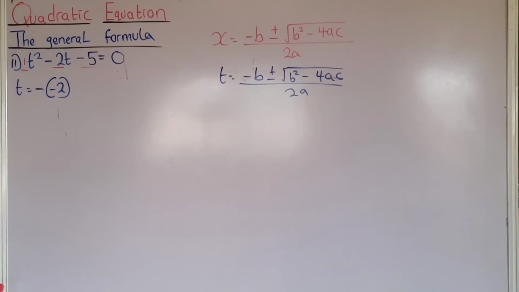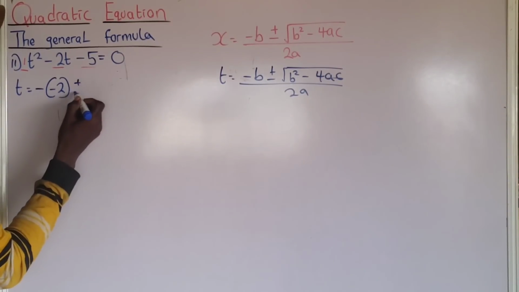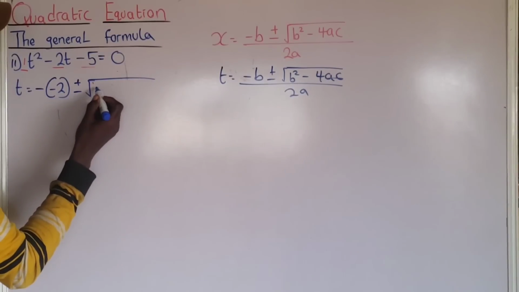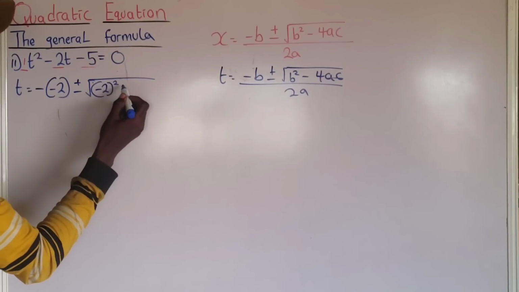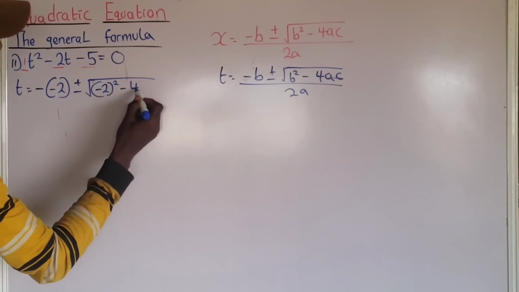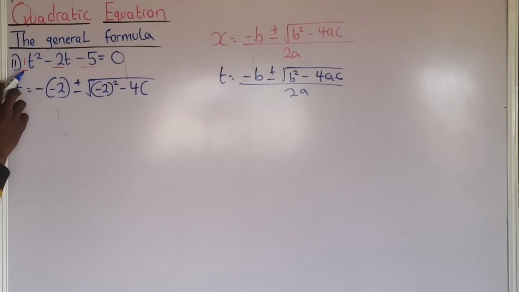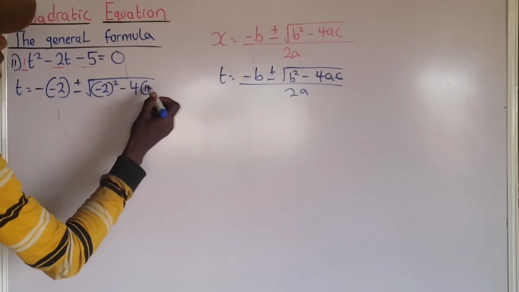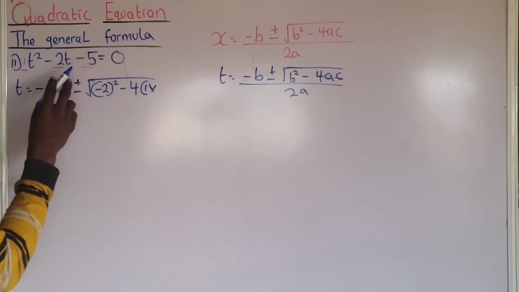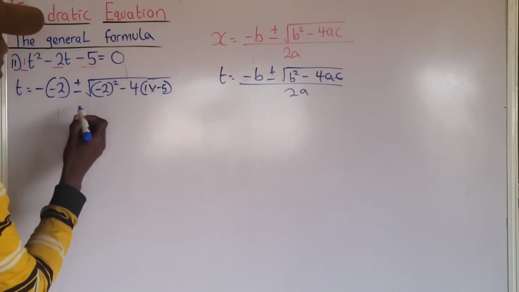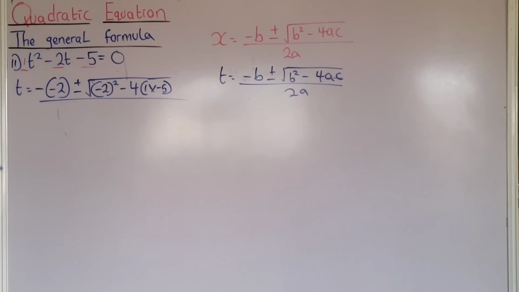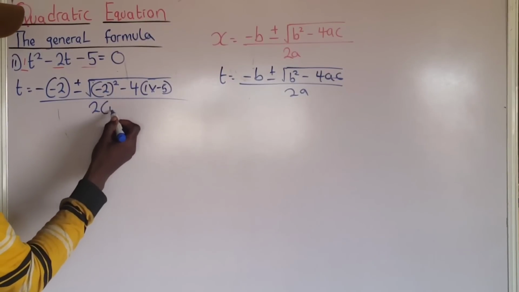For this place, I'm going to have plus or minus square root of b squared. b is negative 2. So I'm going to have negative 2 squared minus 4 multiplied by a. A is what? 1. Okay? So I'm going to have 1 multiplied by c. C is what? Negative 5. So I'm going to have 1 multiplied by negative 5. Okay? All over 2a. 2 multiplied by 1.